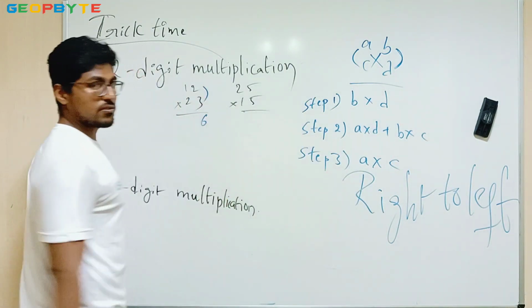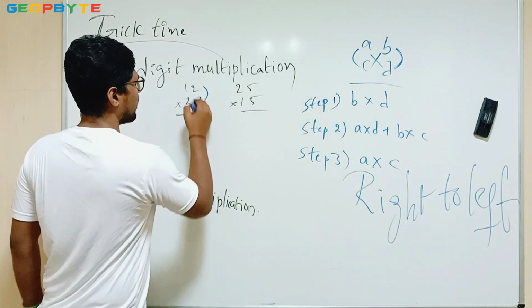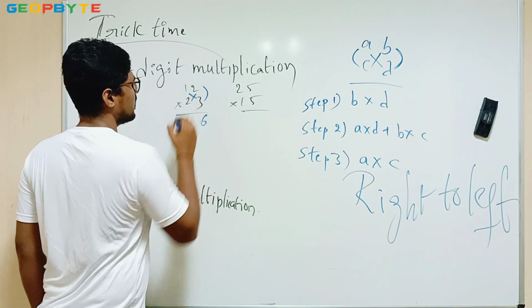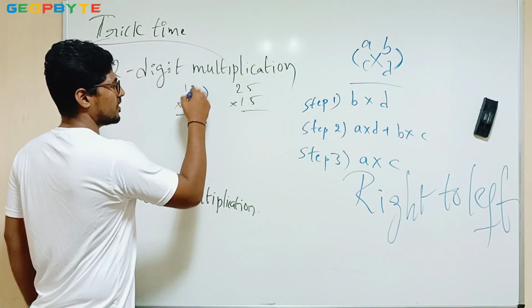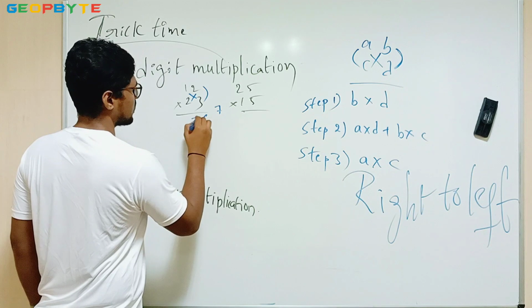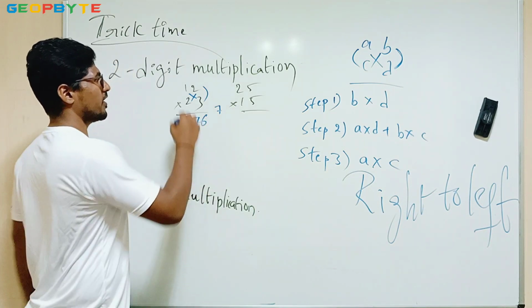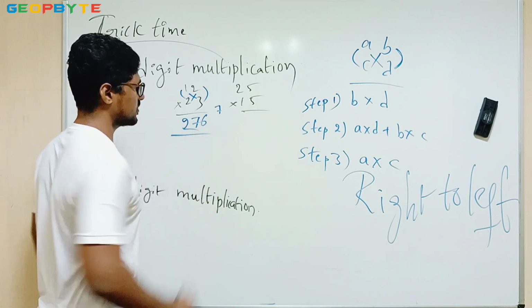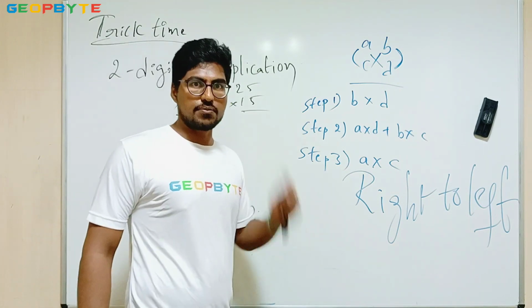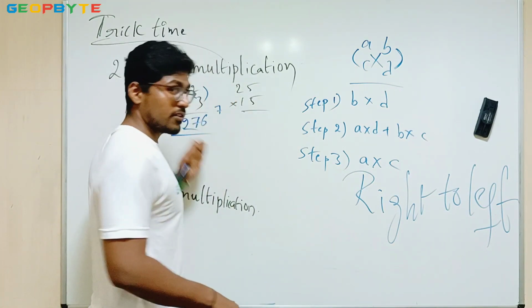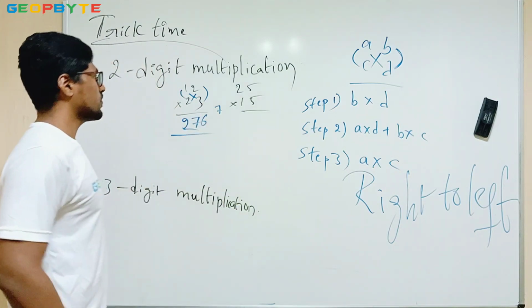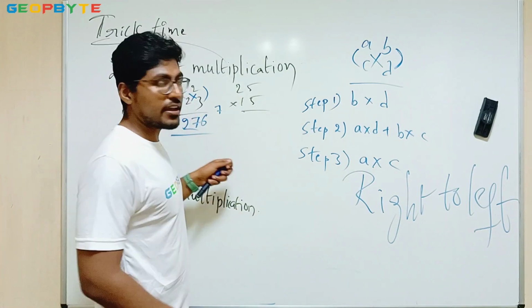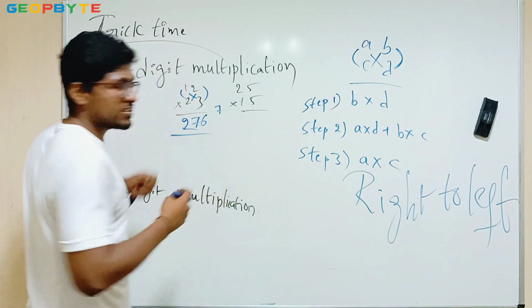So 2 into 3 is equal to 6. We know that. After that I have to multiply these two: 1 into 3 equals 3, 2 into 2 equals 4, 3 plus 4 is 7. So that's what I have to write in here. After that, 2 into 1 is 2, and 276 is the answer. That's it. It's that simple. If you want to multiply two numbers, you have to do it like this. If I do it in a traditional way, I have to take much time.